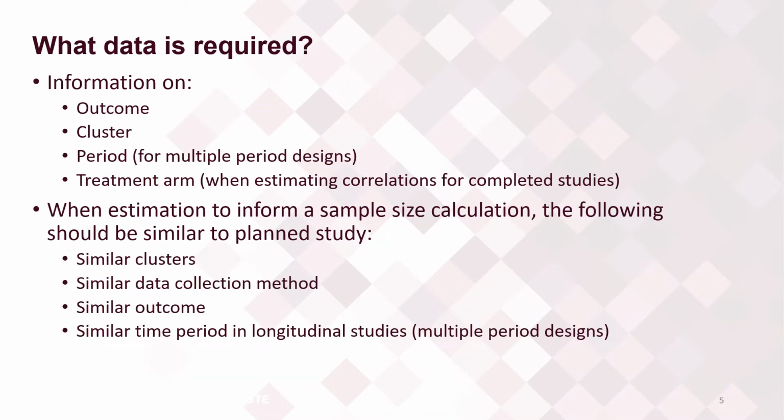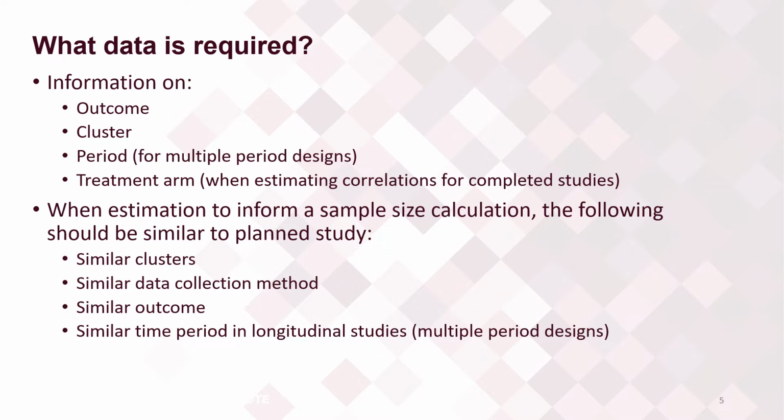So what data is required if we want to estimate these within cluster correlations? Well, we need information on the outcome of interest, the cluster, period of the observation for multiple period designs, and also the treatment arm. And this is needed only when we're estimating correlations in completed studies at the reporting stage. And if we're using routinely collected information, this variable here, treatment arm, would be redundant.